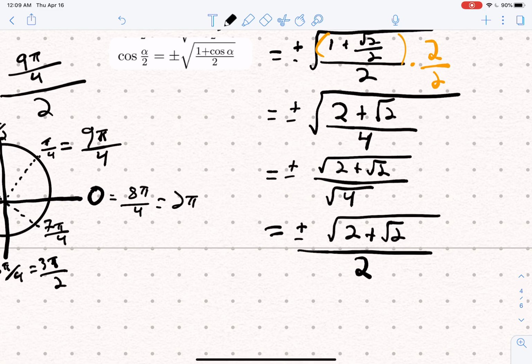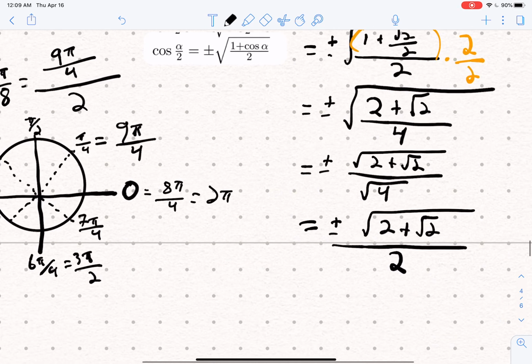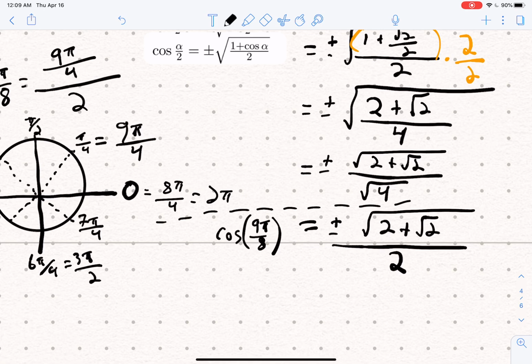Okay. We're almost there. What we've found so far is cosine of 9 pi over 8 is equal to this. Let me just put a little divider through here. This is almost our answer. The only trouble is this plus or minus. We have to decide whether the cosine is positive or negative. And to do that, we need to figure out where this angle, 9 pi over 8, is. Where on the unit circle is it?